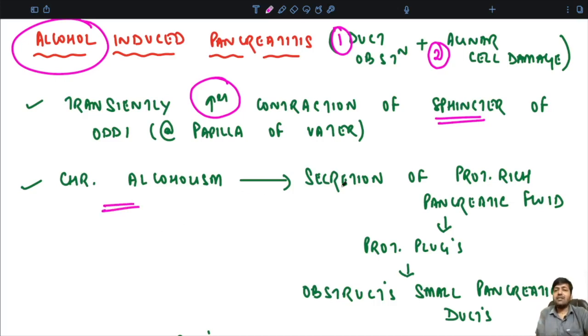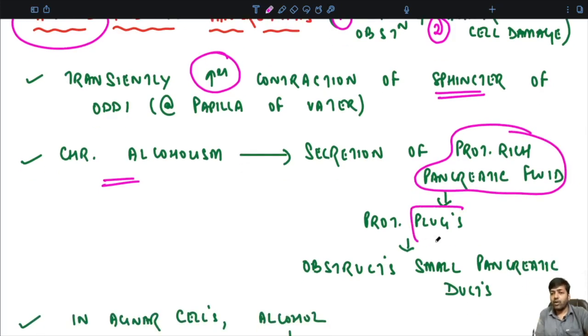Chronic alcoholism leads to secretion of protein-rich pancreatic fluid, which inspissates as a protein plug. So if this is the pancreatic duct, protein-rich pancreatic fluid is released inside the duct, which inspissates and creates protein plugs, and that is going to obstruct the small pancreatic ducts, thus increasing the pressure and leading to interstitial edema. Again, there will be a cycle of inflammation precipitating acute pancreatitis.